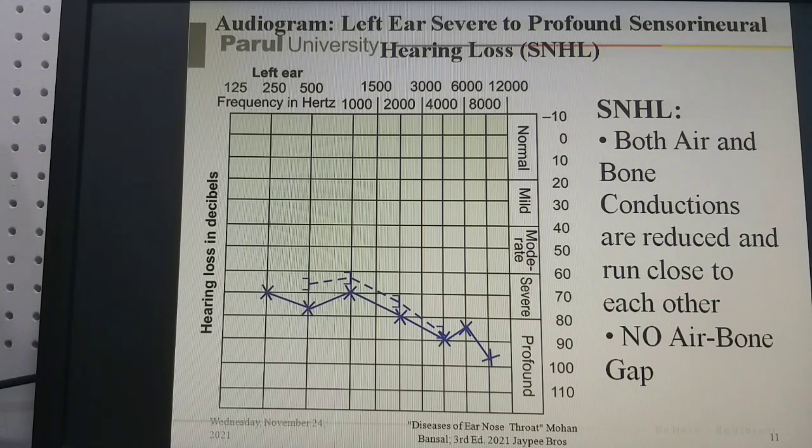So in sensory neural hearing loss, air conduction and bone conduction run together, very, very close to each other. And you can see it is the left ear severe to profound sensory neural hearing loss. So both air and bone conductions are reduced and run close to each other, with no air-bone gap.